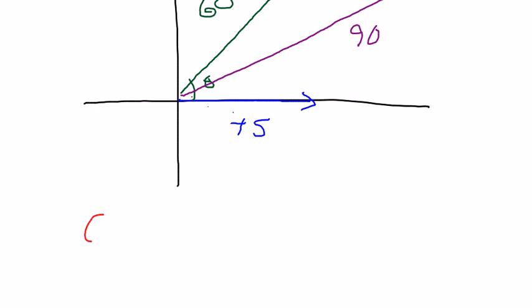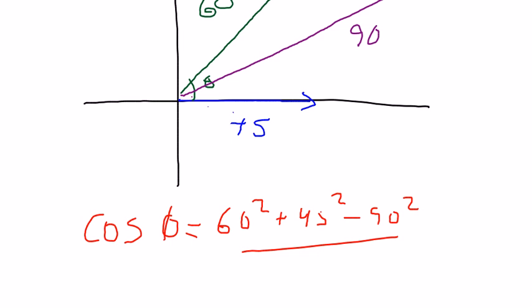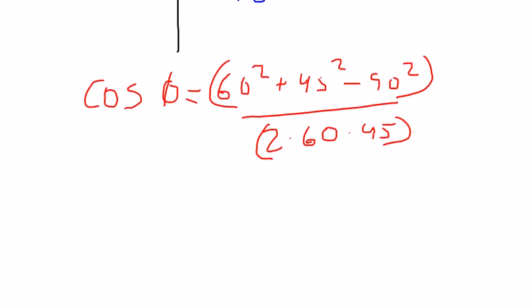Well, we're going to say the cosine of phi is going to equal 60 squared plus 45 squared minus 90 squared divided by 2 times 60 times 45. Okay, make sure all of it's in parentheses. I grab my calculator here and I put it in correctly. Take the inverse cosine of (60 squared plus 45 squared minus 90 squared) divided by (2 times 60 times 45). And I get 117 degrees for phi.